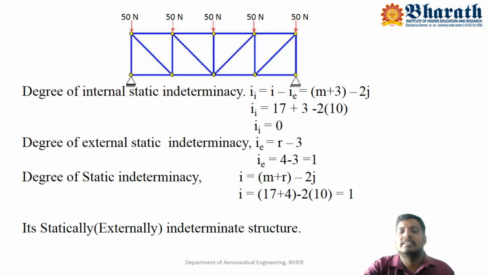Because we use the formula m plus 3 minus 2j, where m is the number of members in the truss structure. It will be 17 plus 3 minus 2 into the joints, which is 10, and 2 into 10 is 20. Then we will get 0. Therefore, the structure is internally statically determinate, but externally indeterminate. Therefore, for the total degree of static indeterminacy, we add these 2 values and we will get 1. That means m plus r minus 2j. Therefore, this structure is called a statically externally indeterminate structure.